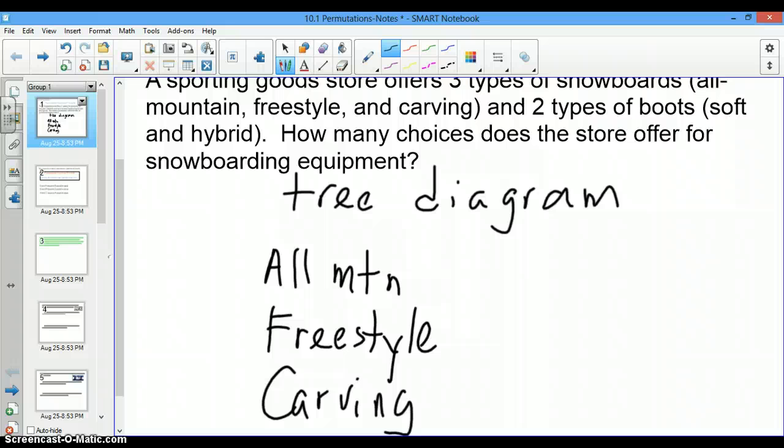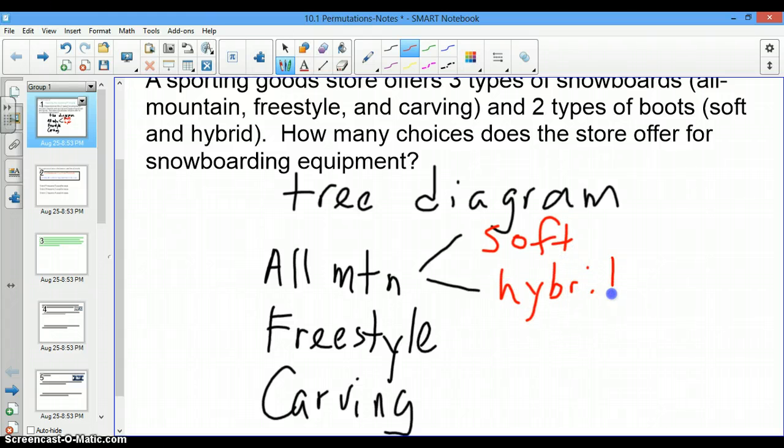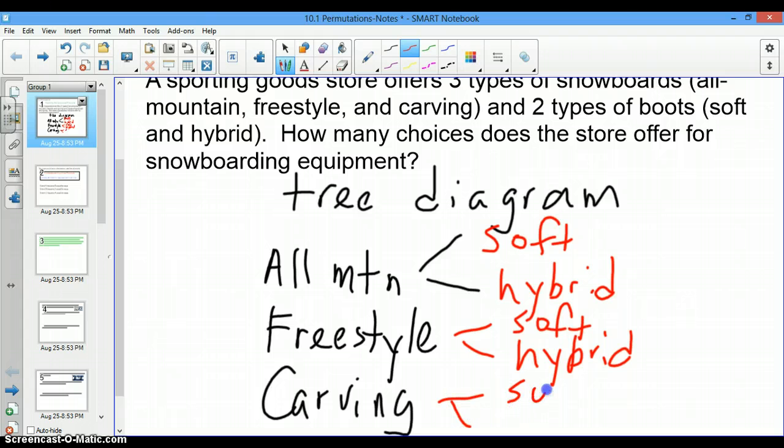Now, you have 2 different types of boots that you could choose. So, if you would pick the all mountain, you could have 2 boots that you could choose to buy. So, from there, you could have soft or hybrid. Same thing with freestyle. You could have soft or hybrid. And last, carving. Soft or hybrid.